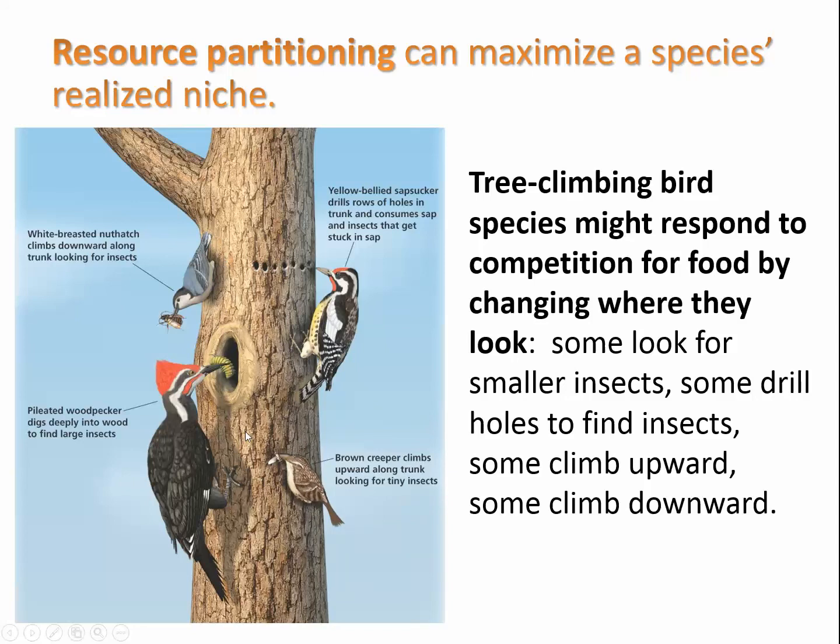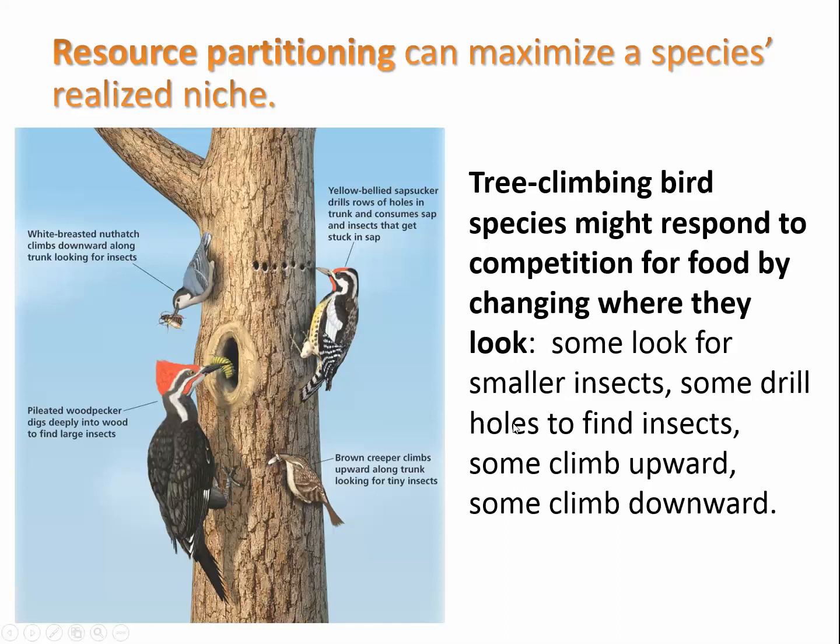So let's take this one here. The brown creeper climbs upward along the trunk looking for tiny insects. It might be able to eat the bigger insects, but those bigger insects are being eaten up by the bigger birds. So it has to settle for the smaller ones. It now has a smaller realized niche.